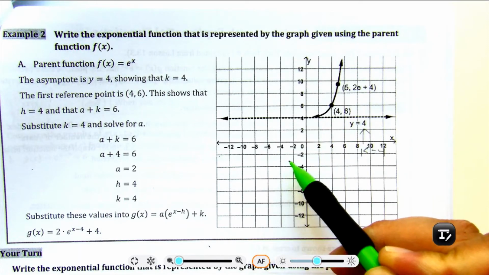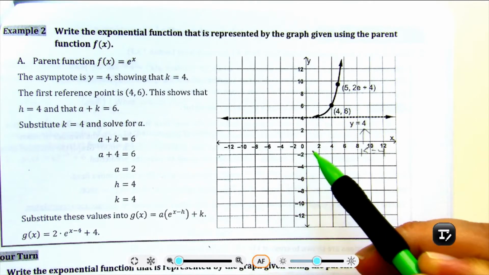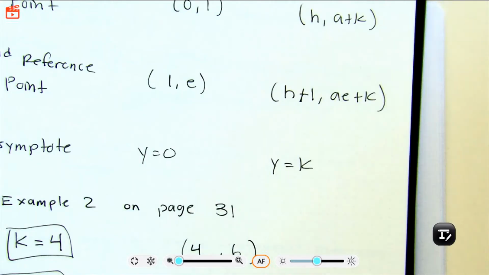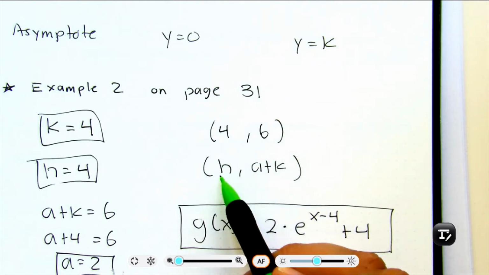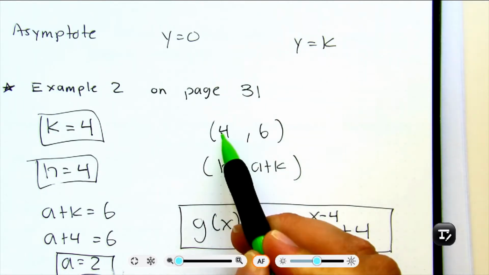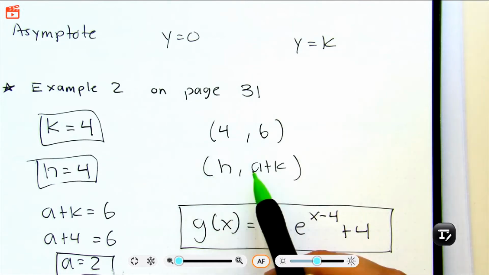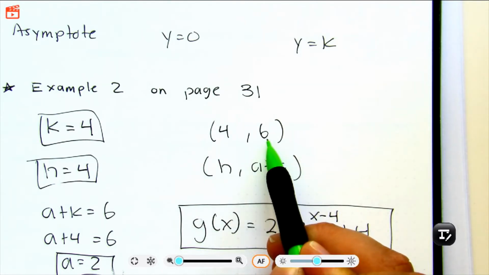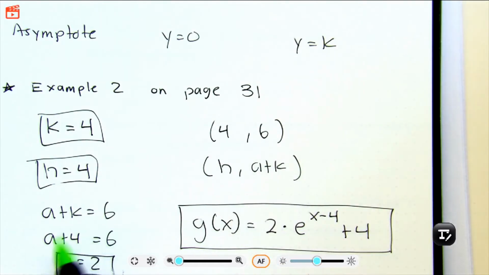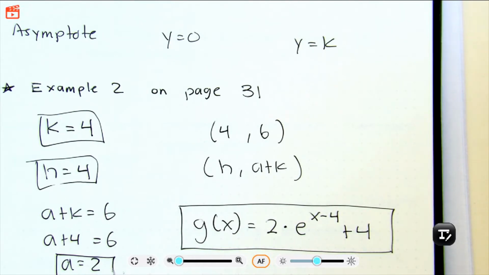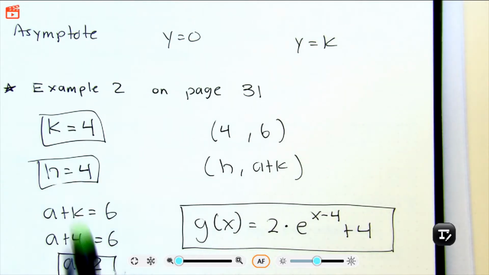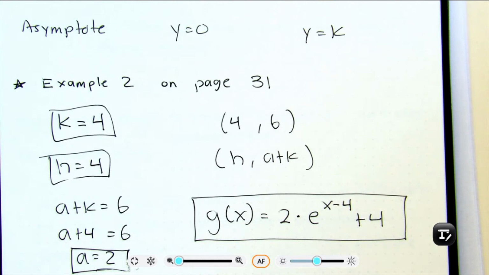So let me show you here. (4, 6), and then (h, a plus k), so h is equal to 4. And then a plus k is equal to 6. So from here, we can solve for a: because k is 4, a is equal to 2. So k is 4, h is 4, and a is 2. And plugging into the equation, we get g of x equals 2 times e to the x minus 4, plus 4.